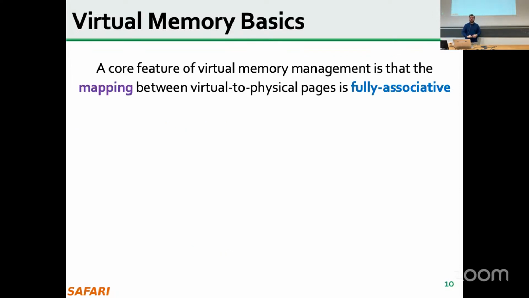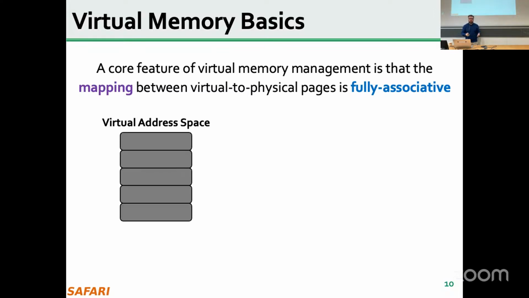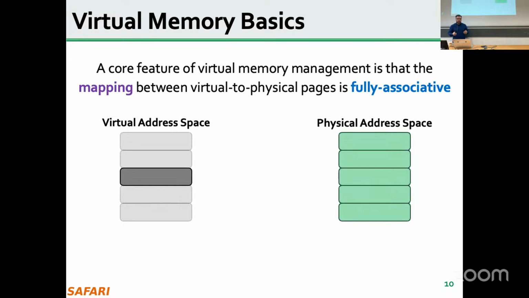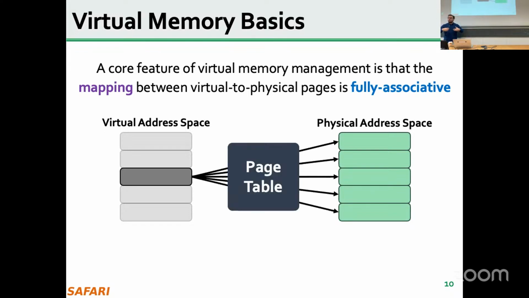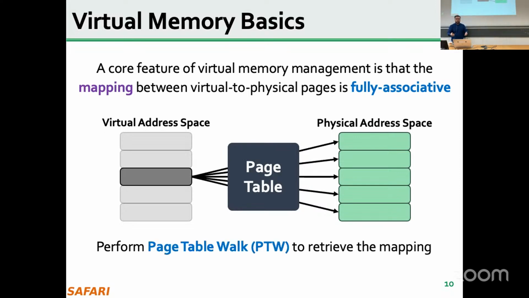And a core feature of the virtual memory management is that the mapping between the virtual and the physical pages is fully associative. What does that mean? This means that whenever I want to map something from the virtual address space to the physical address space, I can place my page wherever I want. And how does that happen? If I store the information in a dictionary like the page table, that's very straightforward.